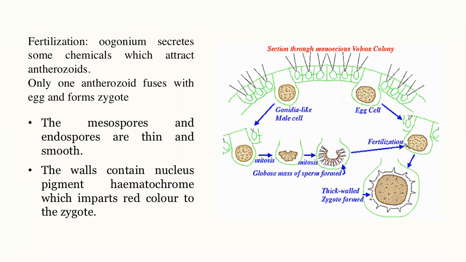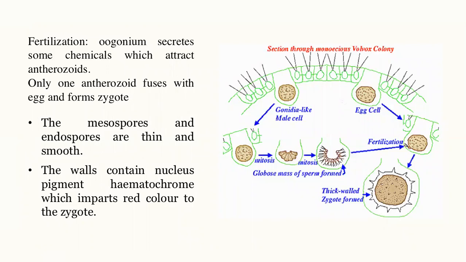Normally, the oogonium will secrete certain chemicals. That is what attracts the antherozoids to swim towards the oogonium. And multiple antherozoids will be attracted towards the oogonium, but only a single antherozoid is allowed to enter into the oogonium and effect fertilization to form the zygote.